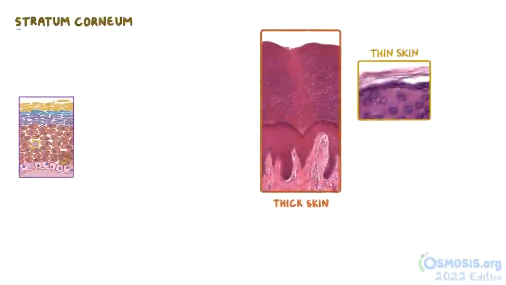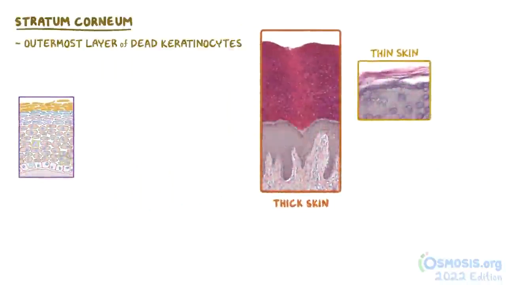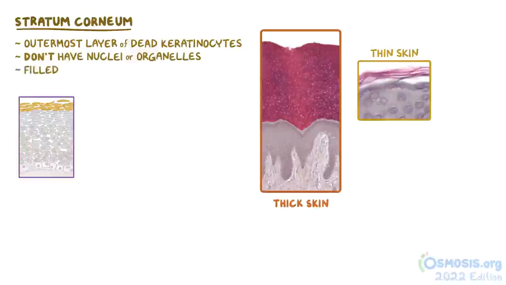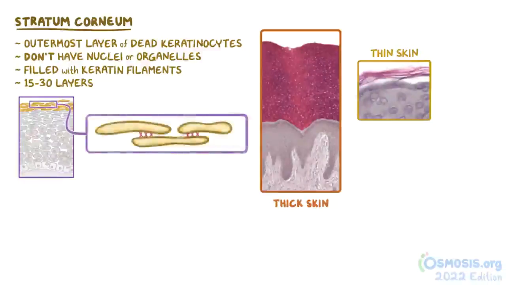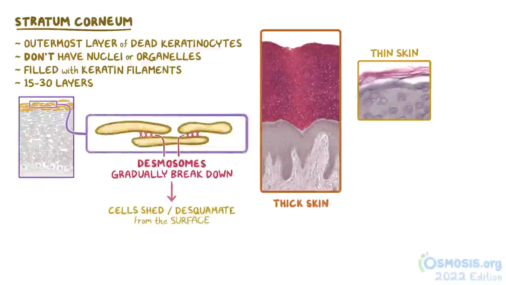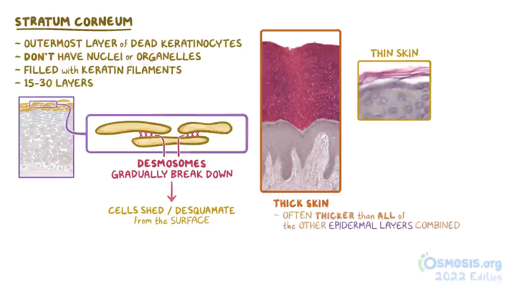Now, the stratum corneum is the outermost layer of dead keratinocytes from the underlying stratum lucidum. So these cells also don't have nuclei or organelles, but in this layer, the cells are almost completely filled with keratin filaments. This layer consists of approximately 15 to 30 layers of the squamous keratinocytes. Over time, the desmosomes in this layer gradually break down, which causes the cells to shed or desquamate from the surface of the skin. In thick skin, the stratum corneum is often thicker than all of the other epidermal layers combined, whereas in thin skin, this layer is much thinner when compared to the rest of the epidermis.